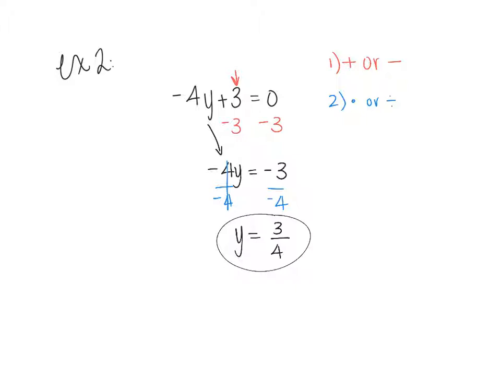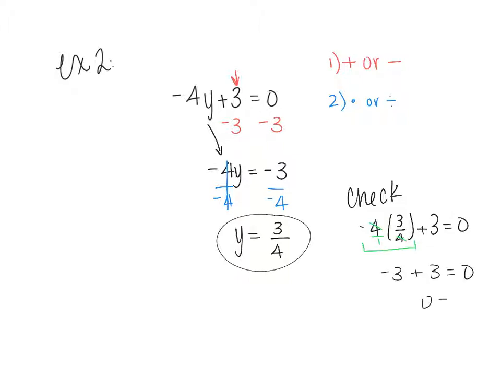You can check these just like you can check your other ones. So you have negative 4 times 3 over 4 plus 3 equals 0. On the left-hand side, you can either put that in your calculator or just do your multiplication like we learned in the last chapter. The 4's will cancel, which gives me negative 3 over 1, which is negative 3, plus 3 equals 0. Negative 3 plus 3 gives me 0 equals 0. So it does work. You can check these just like we did in the last chapter.